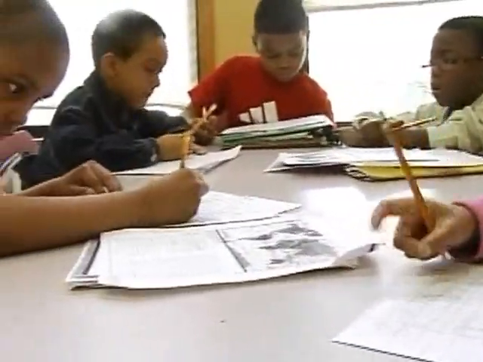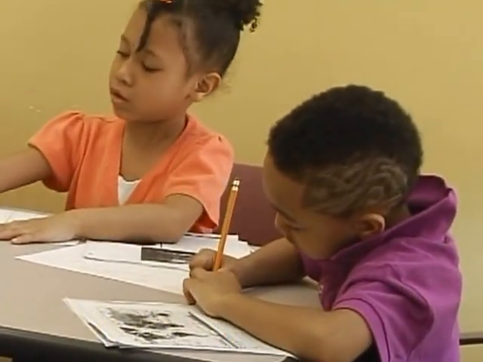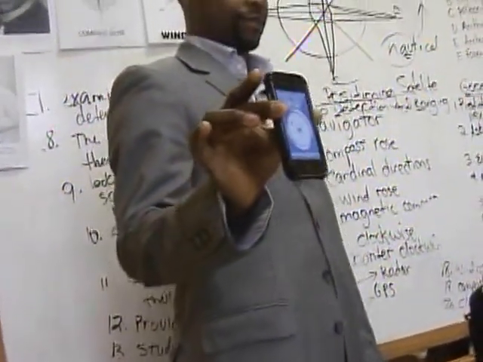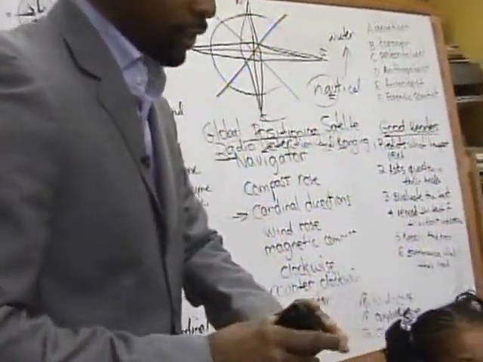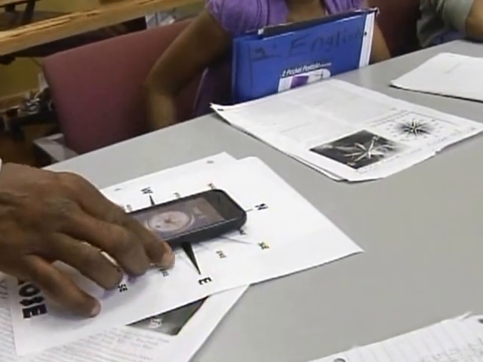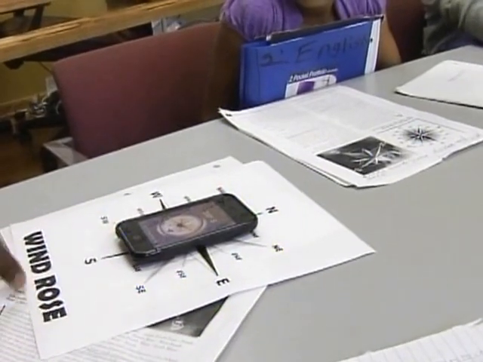We gave them pragmatic examples. The compass, like I use my phone as a compass. Now they're able to understand how a compass is a tool still being used.